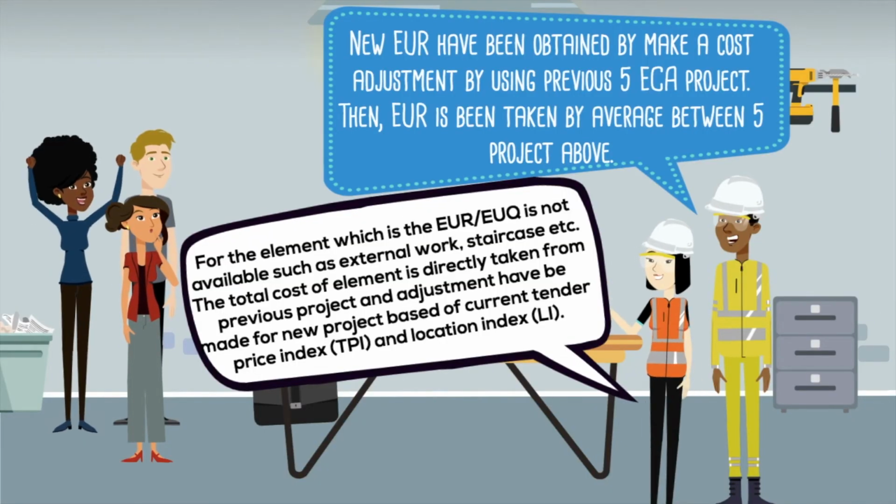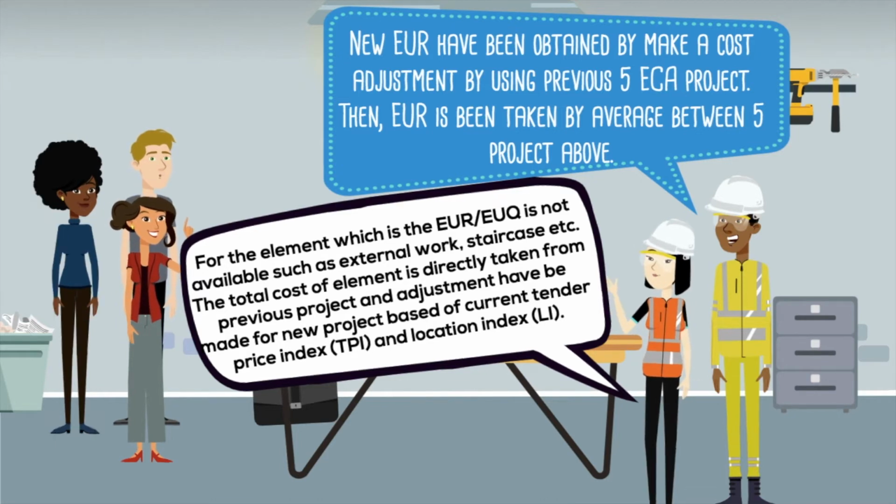For the elements which the EUR and EUQ are not available, such as external work and staircase, the total cost of the element is directly taken from the previous project, and then adjustments have been made for the new project based on the current tender price index and also the location index.